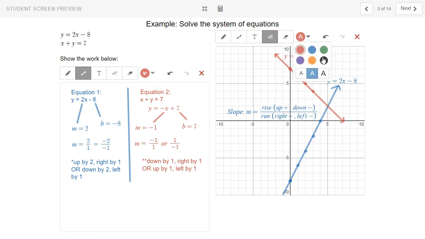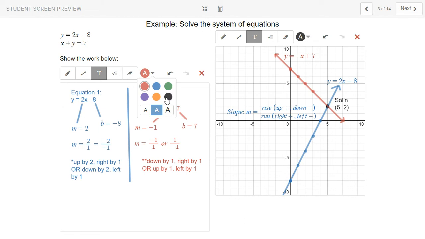We have our solution given right here. So the solution is positive 5, positive 2, and that's our coordinate. So conclusion, our solution is (5, 2). You can always check by substituting it back into the original equations to get your x and y.